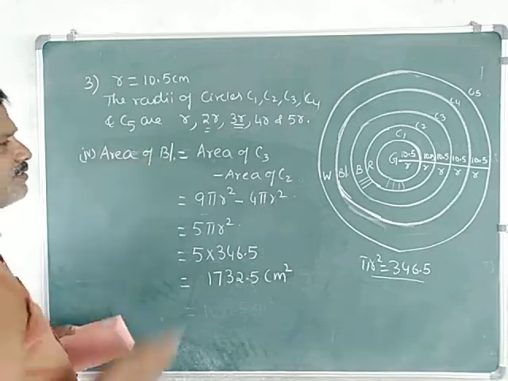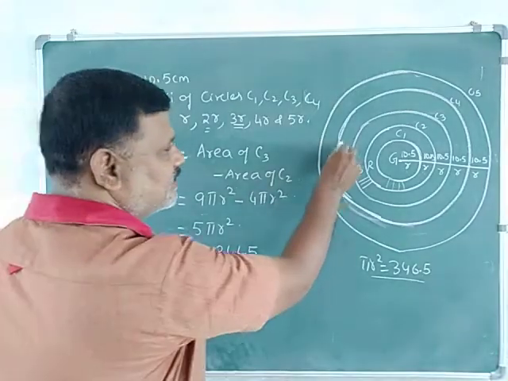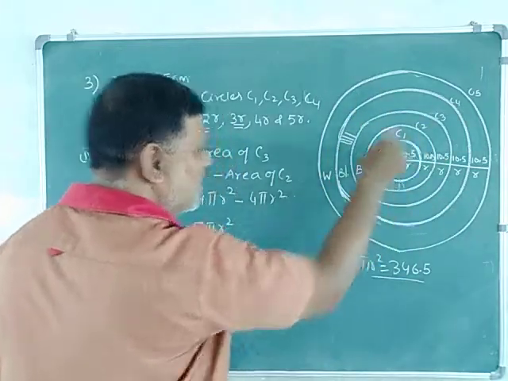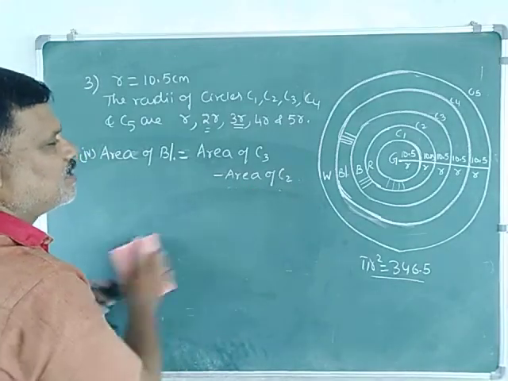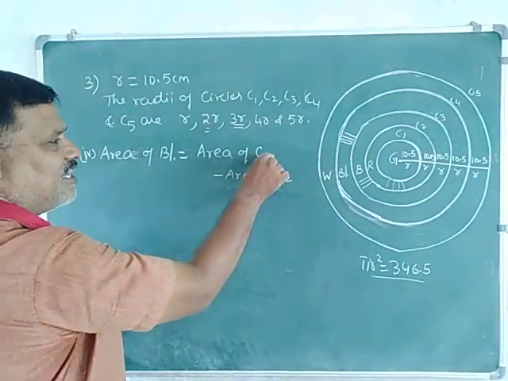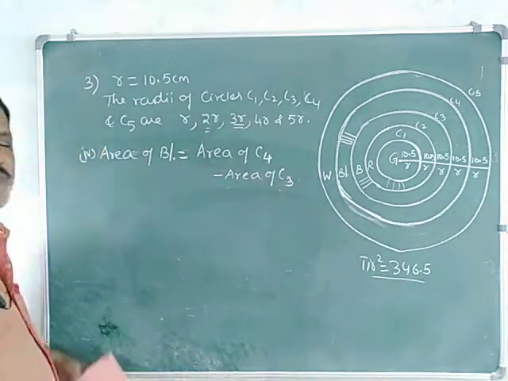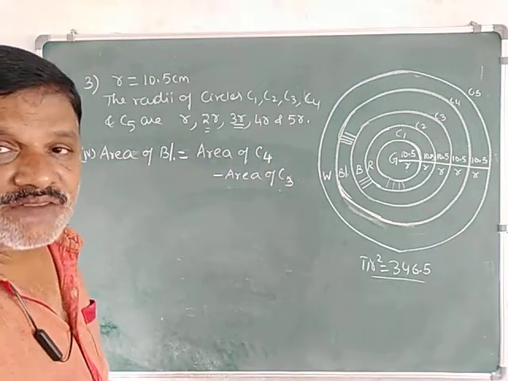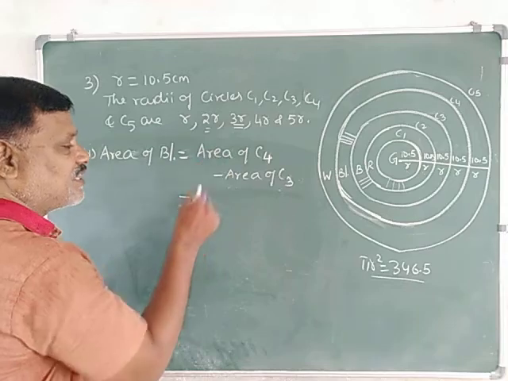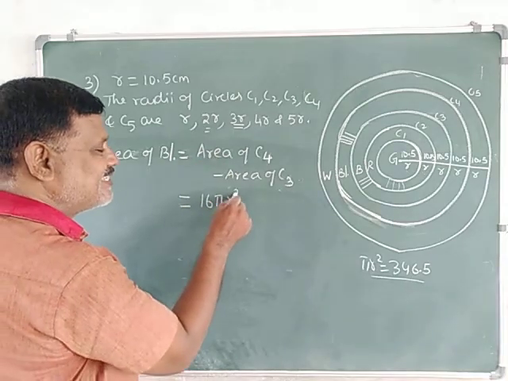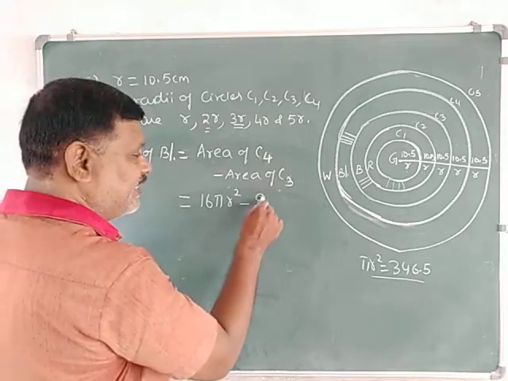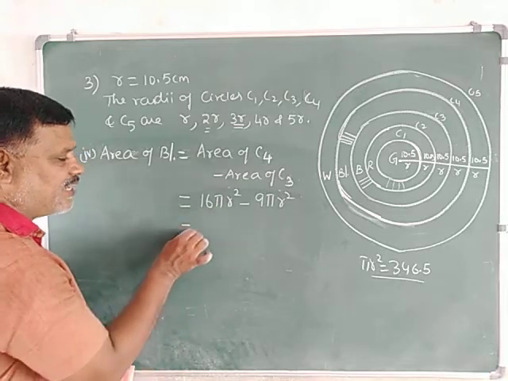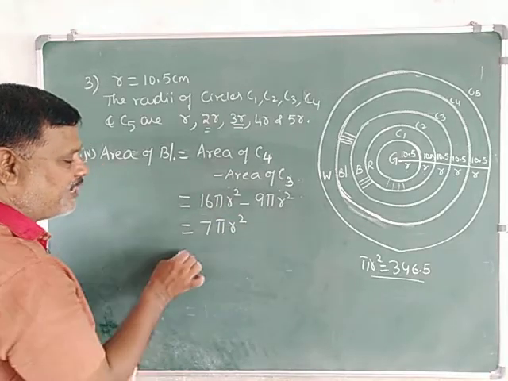Now we go for the area of the black region, the fourth one. This is the black region. So this is the area of circle C4 minus the area of circle C3. What is the radius of circle C4? 4r. When we square, we get 16r square. So the area of circle C4 is 16 pi r square. And the area of circle C3 in the previous problem we found to be 9 pi r square. Now 16 pi r square minus 9 pi r square gives you 7 pi r square.